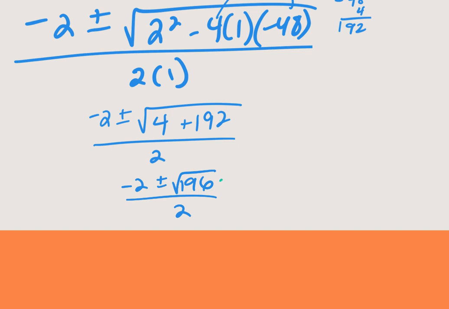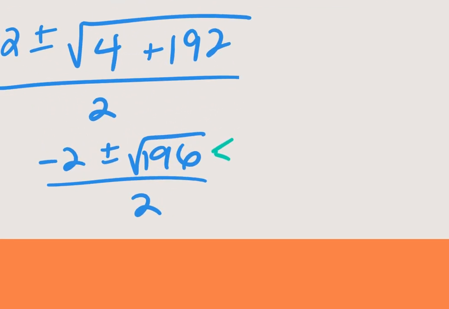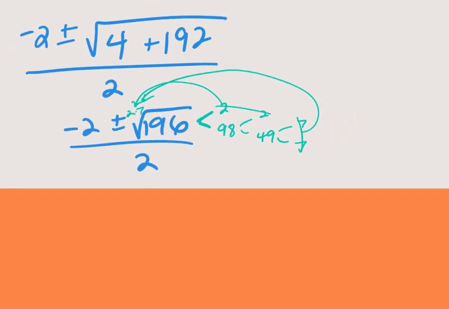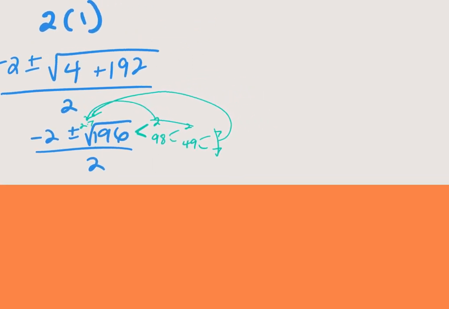196. 50, 60, one of those. 2, if we don't know, right? 2 and it would be 90. 2. No, wait, no, it's 98. 4, 10. 2 and 98. 2 and 49. 7 and 7. So a pair of 2s comes outside and a pair of 7s comes outside. So it's 14. So I get negative 2 plus and minus 14 over 2.